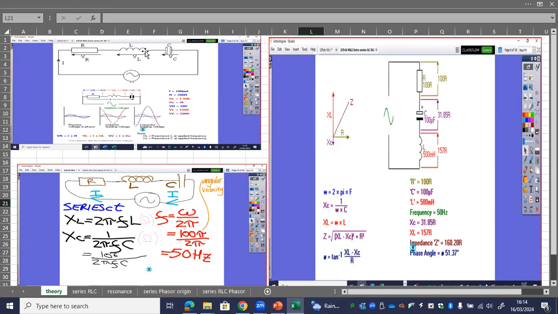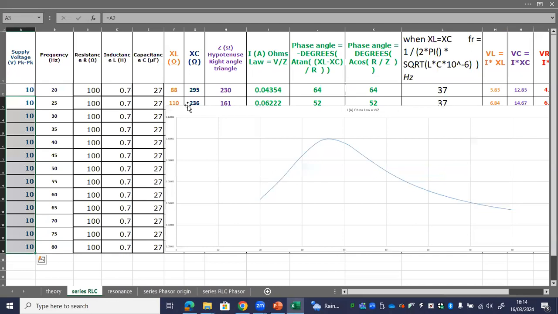So what will happen at that point is these voltages will cancel out to leave an effective short circuit across the L and the C. And the only opposition to current flow is then the resistor, whereby we will reach peak current. Let's go into our Excel.